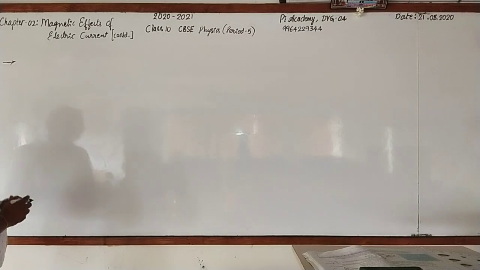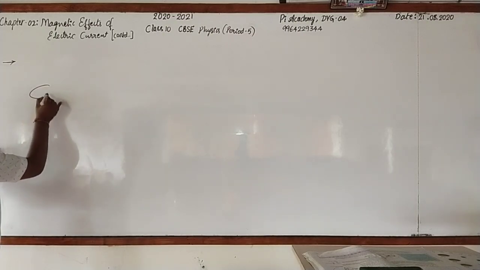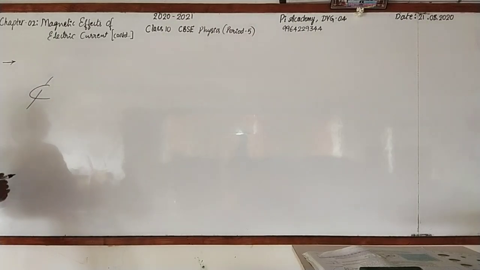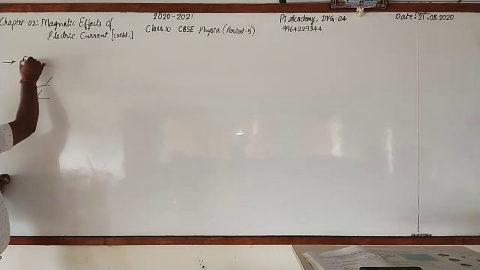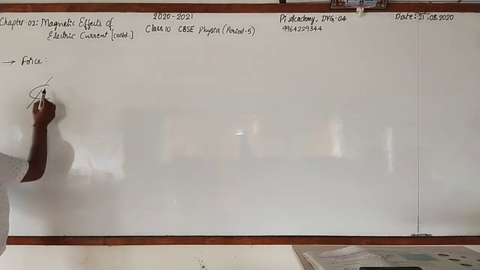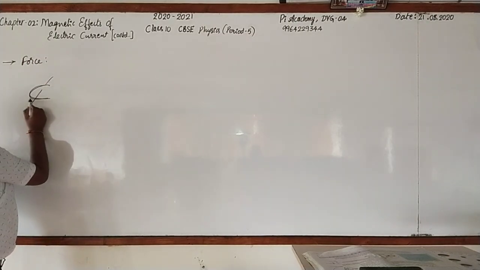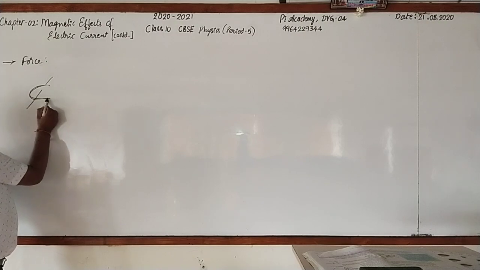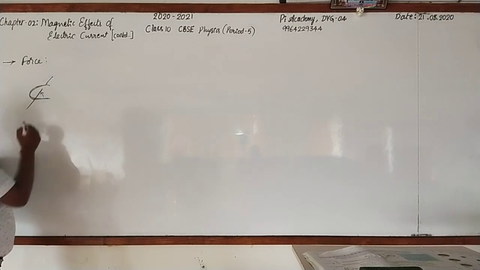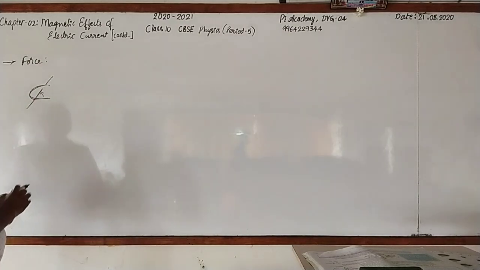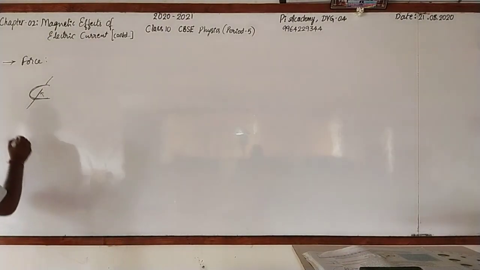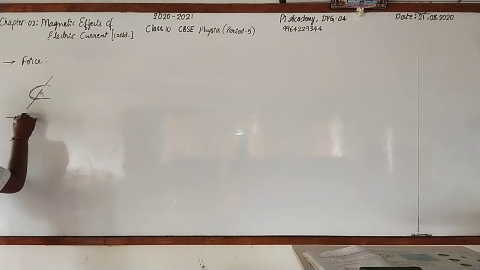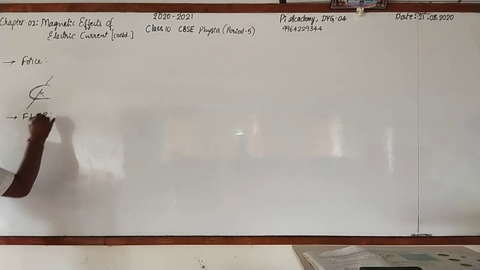In the very first activity, a conductor carrying current is kept in a magnetic field. What happens? Yes, it experiences a mechanical force, right? That means the magnetic field around this horseshoe magnet will exert a force on this conductor in which current is flowing. Then how did you come to know the direction of the mechanical force acting? It was understood by using Fleming's left-hand rule.